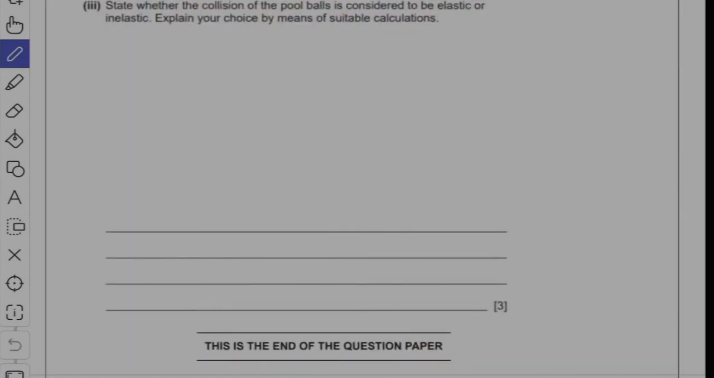Part 3. State whether the collision of the pool balls is considered to be elastic or inelastic. Explain your choice by means of suitable calculations. So remember, an elastic collision is one where the kinetic energy is conserved. So what we have to do in this is find out the total kinetic energy before the collision, find out the total kinetic energy after the collision, and see if they're equal.